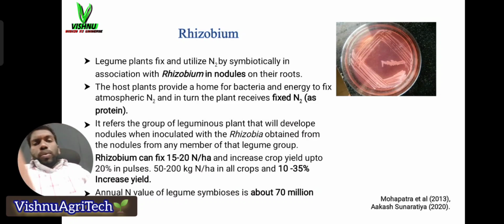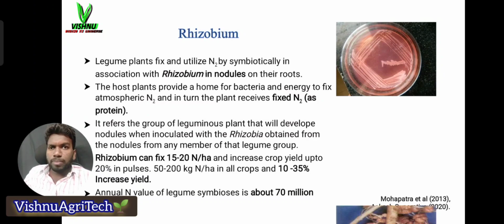So rhizobium can fix 15 to 20% nitrogen per hectare and increase the crop yield up to 20% in pulses, and 50 to 200 kg nitrogen per hectare in all crops, and a 10 to 35% increase in yield. Mainly in pulses crops the yield increases by 20%. Then in all crops, 10 to 35% of yield is increased by the rhizobium. Annual nitrogen value of legume symbiosis is about 70 million tons. So this is about the rhizobium bacteria.